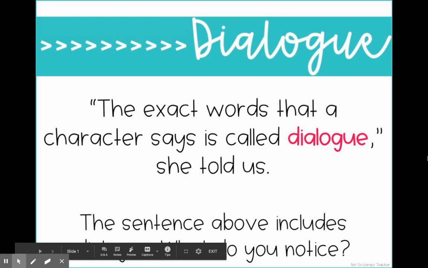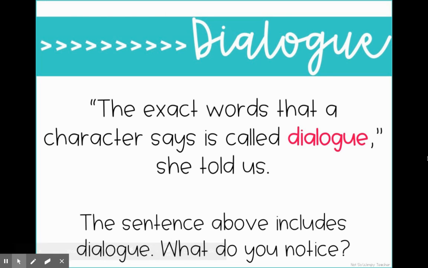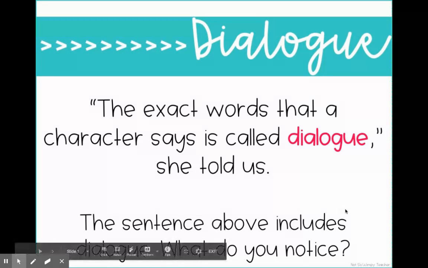This week for grammar, we are focusing on dialogue. The exact words that a character says is called dialogue. "She told us," this sentence above contains dialogue. So you'll notice that there are these little lines at the beginning and end of what the character is saying. Those are called quotation marks, and they tell us exactly what a character or someone in a story is saying.